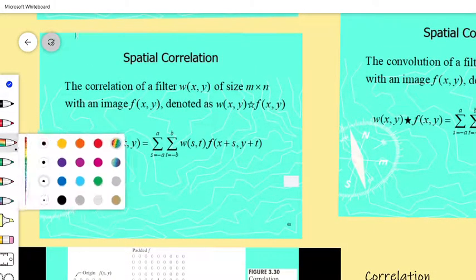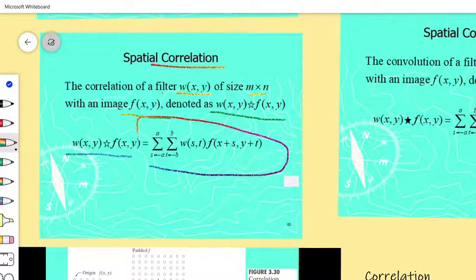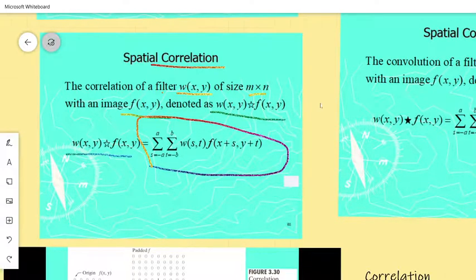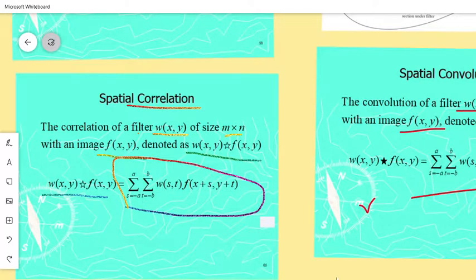For convolution and correlation, spatial correlation is defined as the spatial correlation of a filter W(x, y) of size m by n with an image f(x, y), denoted as W ☆ f. This is defined as you have seen previously. The convolution of a filter W(x, y) of m by n with an image f(x, y) is denoted with the same W(x, y) and f(x, y), input image and weights. It is defined by the same function, but here the rotation is possible. I'll show an example.